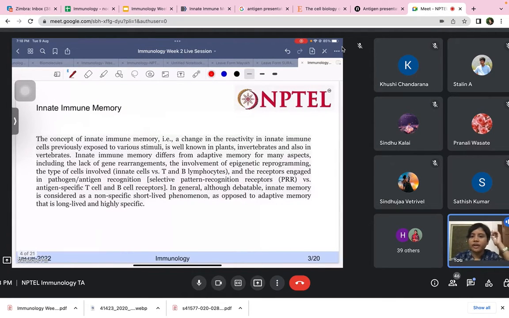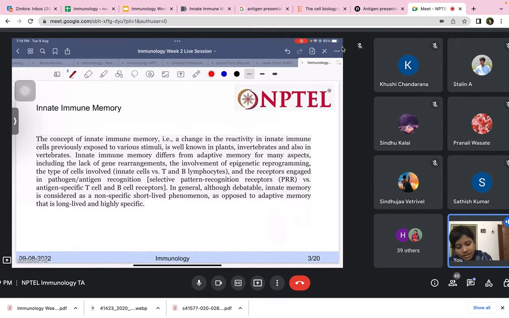And how is it different from the adaptive immune memory that is actually exhibited by the T and B lymphocytes? So here you will see that this innate immune memory is a very common concept, which is observed in plants, invertebrates and also vertebrates. And there are several differences between the innate immune memory and the adaptive immune memory.